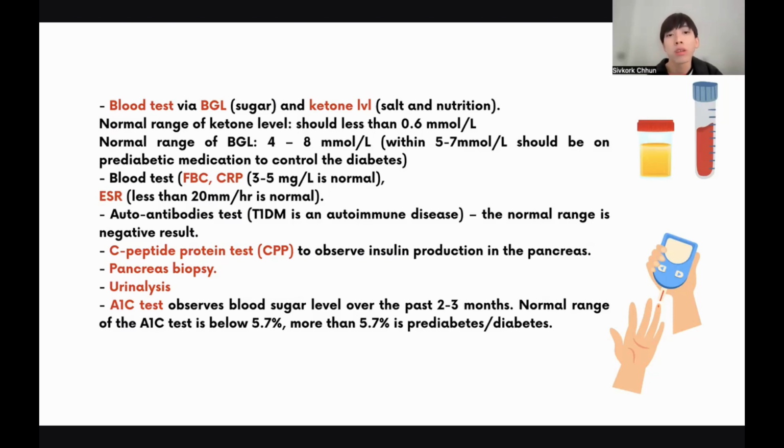A1C test to observe the blood sugar level over the past 2 to 3 months after diagnosis. So the normal range of the A1C test is below 5.7. If more than 5.7%, it means the person is pre-diabetic or diabetic.